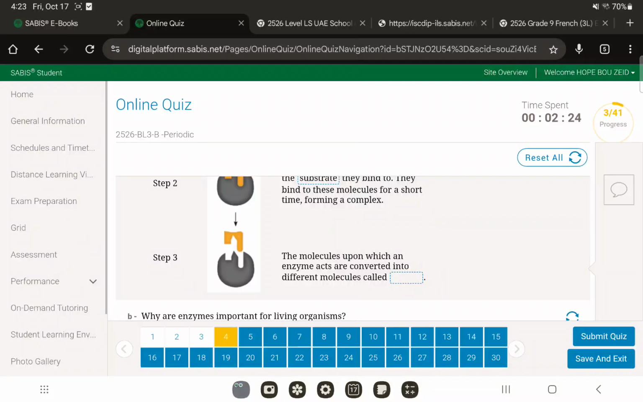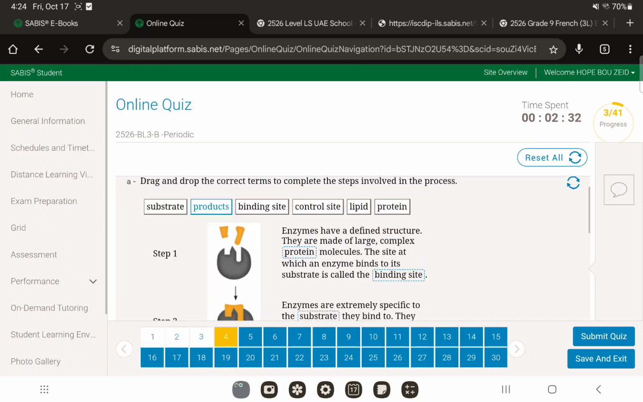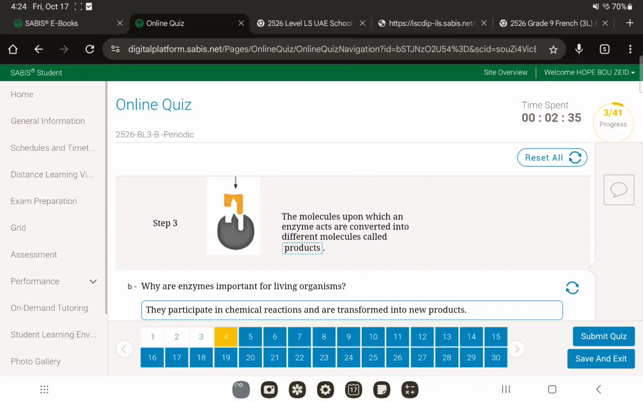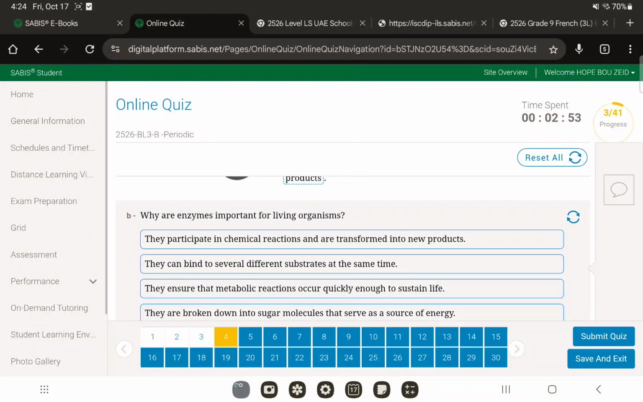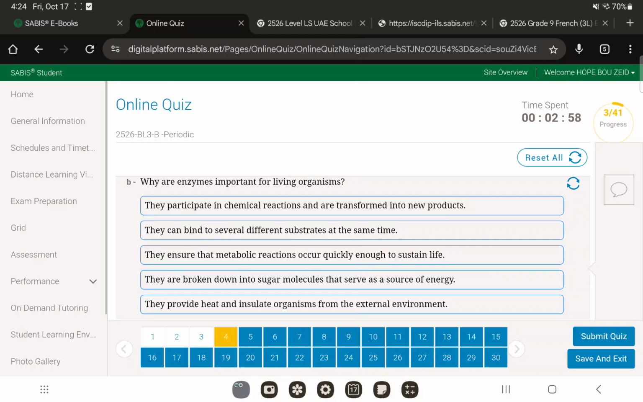Okay. The molecules upon which an enzyme acts are converted into different molecules called products, because that's how the reaction works. So the substrate reacts with the enzyme, causing the enzyme to break down the substrate, which gives us products. So why are enzymes important for living organisms? They participate in chemical reactions and are transformed into new products.